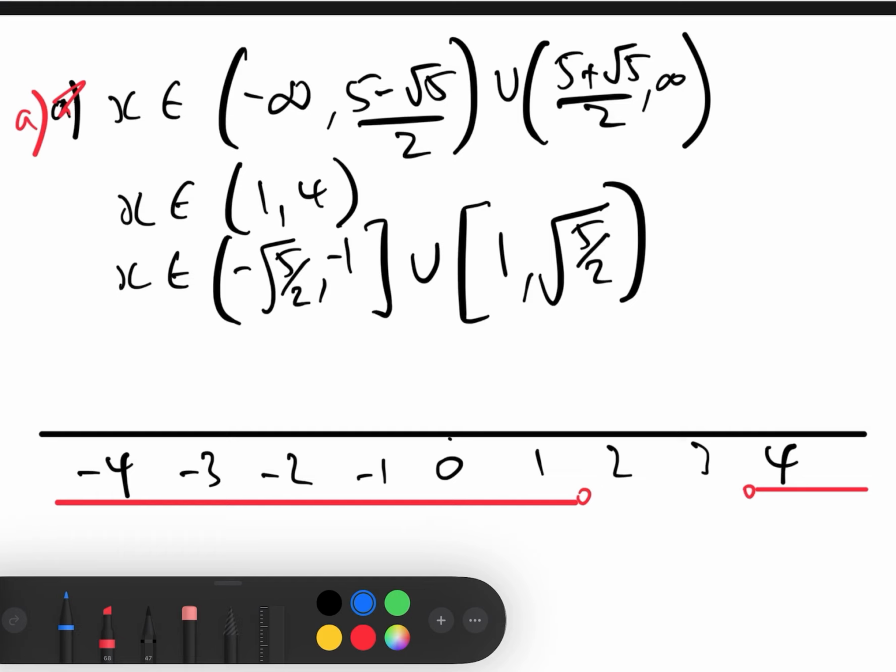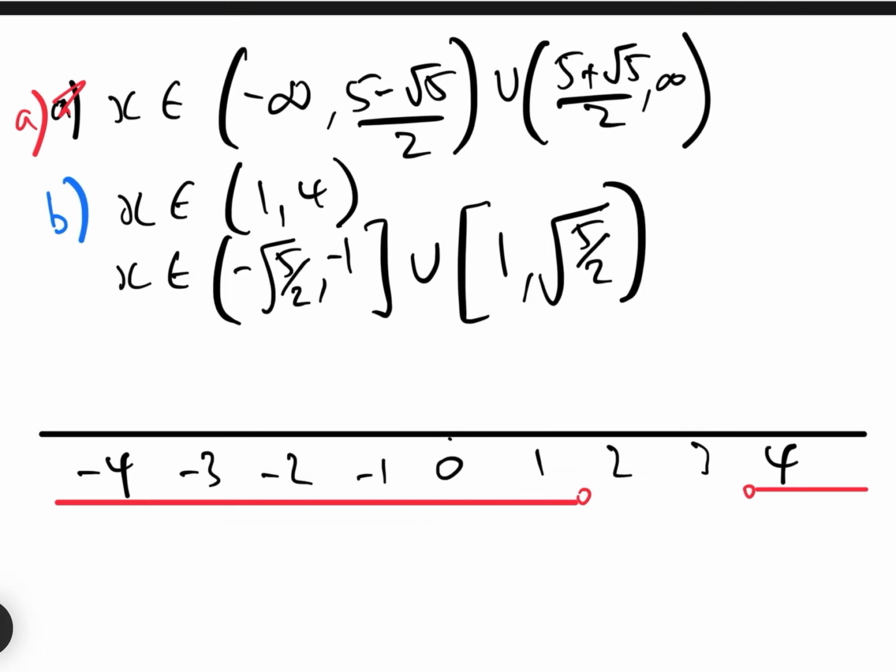And let's have a look at B. Let's try a different colour here. B, x is between 1 and 4. So let's draw that. So it will be here. This is B. There's 1 and 4. Again, because it's an open circle, because these are curved brackets.